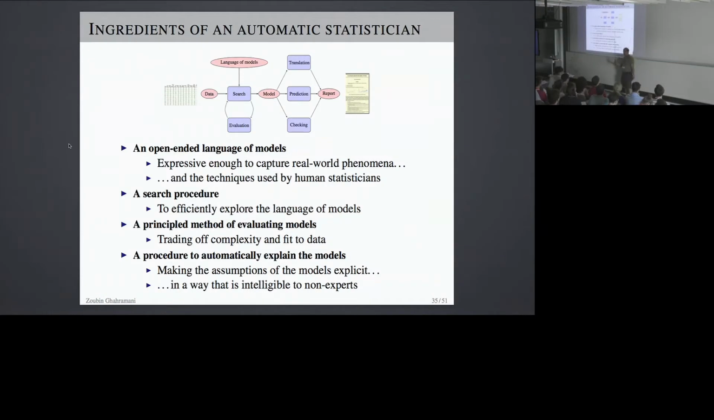Then we have another problem: we have all of these models, we have our data, and the system needs to decide what's a good model for the data. Ultimately, that's what model discovery is all about. So we need a principled method for evaluating models, one that will trade off the complexity of the model and the fit to the data. And there are various things one could do.